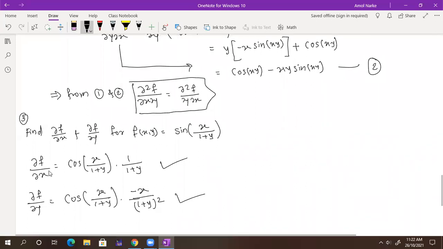Can we take one more example? Can I give you one more example? Just a second, sir. Yes, please write down this first. If you are done with that, then tell me. I will give an example.